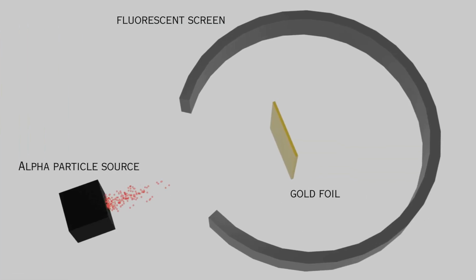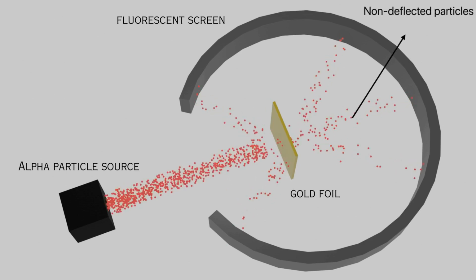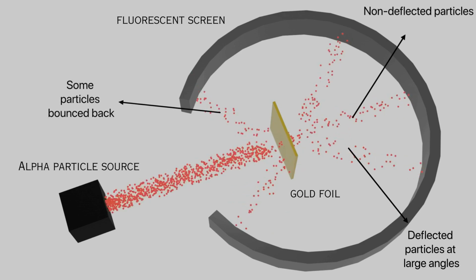To repeat, the positively charged alpha particles were fired at a thin sheet of gold foil. While most of the alpha particles were not deflected and passed straight through, a small fraction were deflected at large angles, and some traveled straight back.